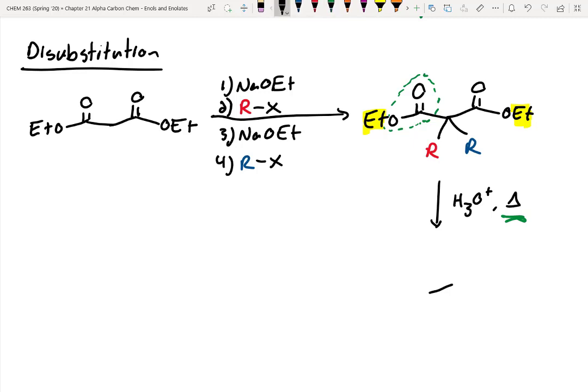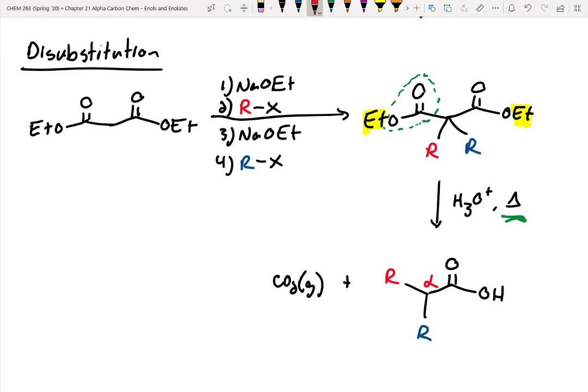we're going to be left with our carboxylic acid and our two R groups. One of them is red, one of them is blue, plus CO2 gas. So we're able to decarboxylate and get to this product where now we have two alkylations coming off of the alpha position of a carboxylic acid. So it's a kind of interesting process that way.